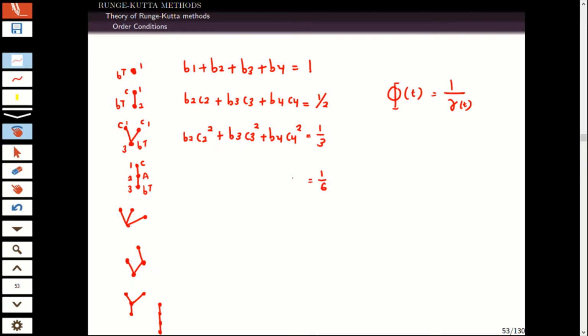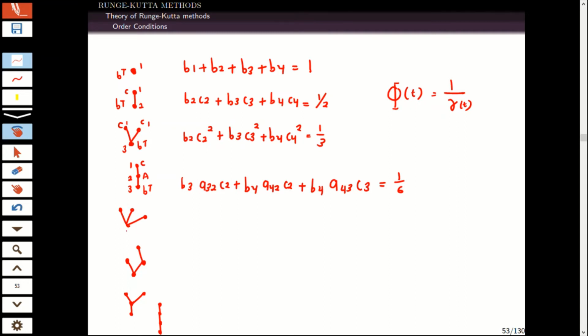But how can I write the condition? Okay, the condition will be b3 a32 c2 plus b4 a42 c2 plus b4 a43 c3 equals 1/6. Okay, so we have b transpose A c. So it's okay to have b A c, b A c, b A c.